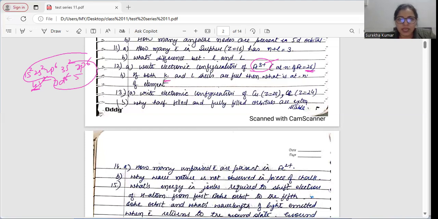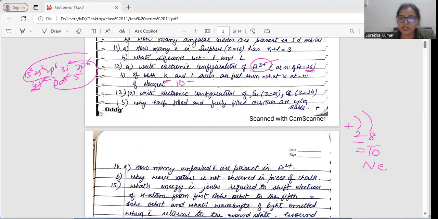If both K and L shells are full, then what is the atomic number of the element? We all know that in the K shell only 2 electrons can be accommodated. In the L shell a total of 8 electrons are accommodated. The question is saying K is full, L is full. Total how many electrons are there? 10. 10 is the atomic number of neon. Right? So the atomic number of the element is 10 and this is neon.